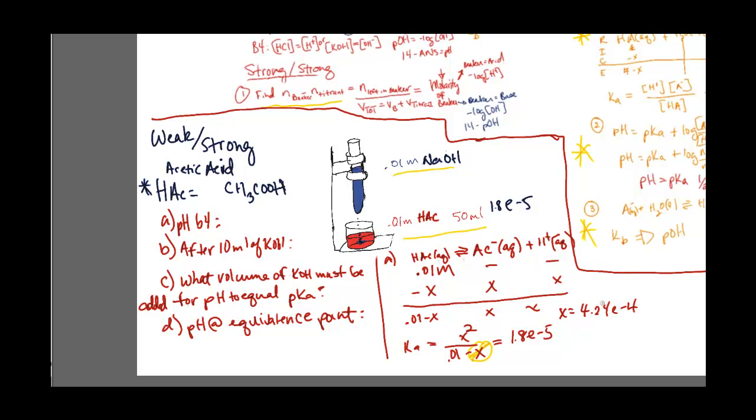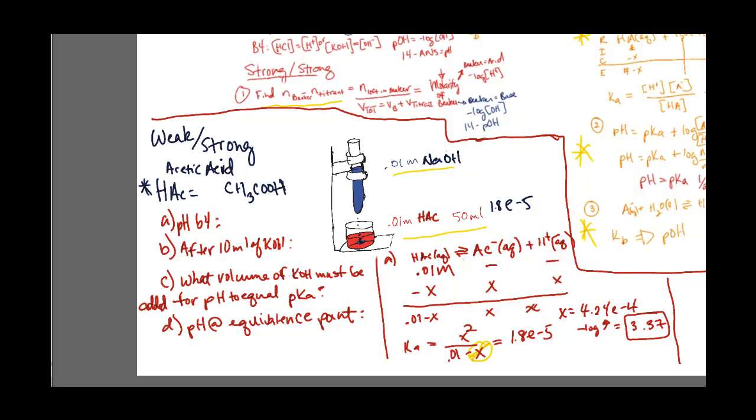Are we done? Is that the answer we were looking for? No, that's just the proton concentration. So when you do negative log of the answer, you get the pH of 2.87. There's before the titration begins, part A.